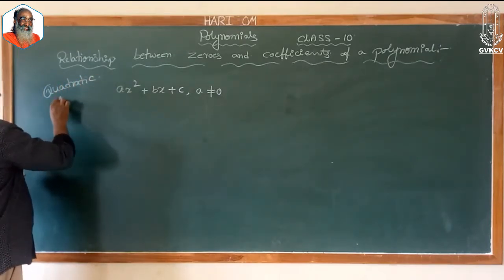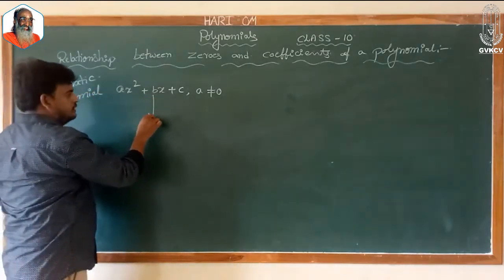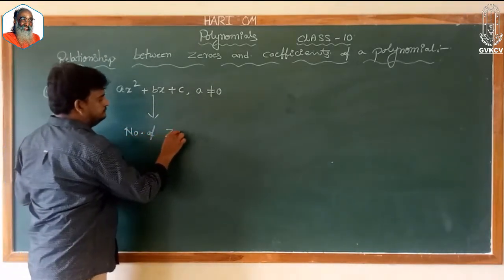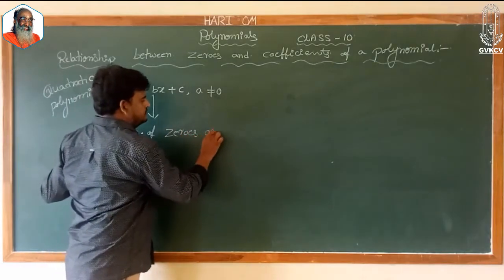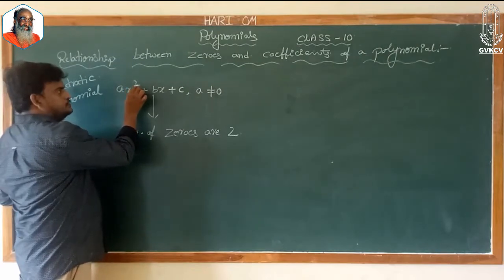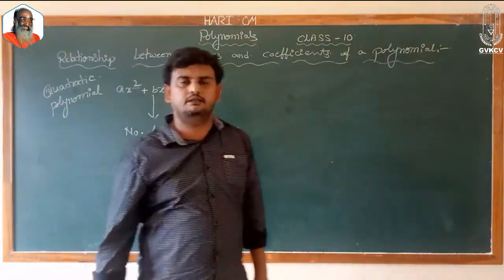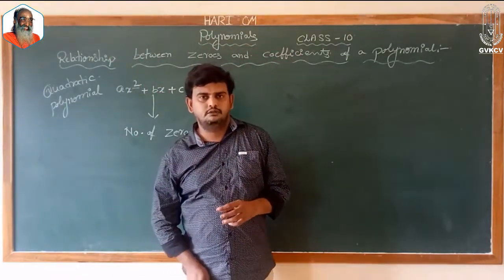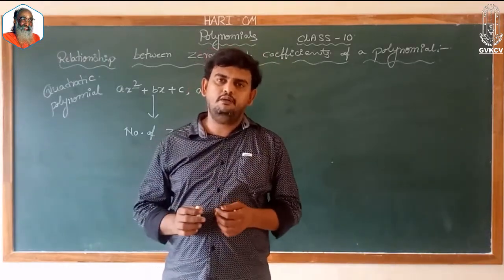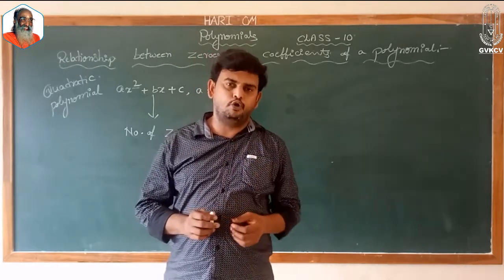Now, as we know, for every quadratic polynomial, how many zeros do we have? Because the degree of the polynomial is 2, the number of zeros is also 2. As we know from class 9, by using the factor theorem, we find the zeros of a polynomial. So the number of zeros depends on the degree of the polynomial.